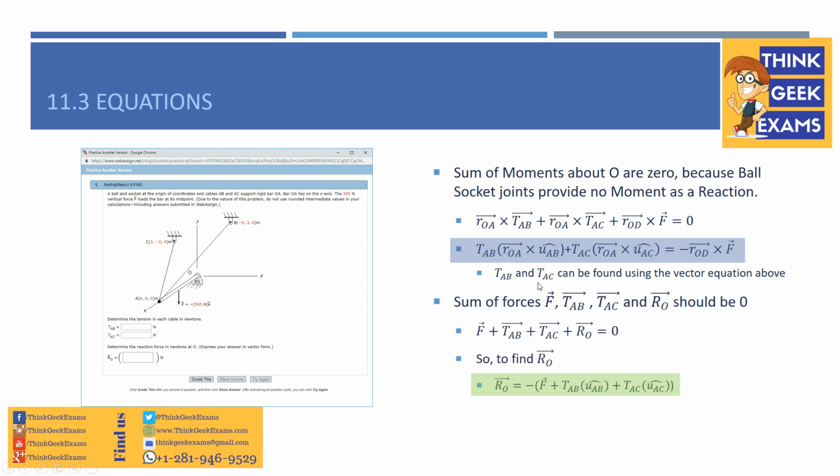Now, after we know TAB and TAC, what we can do is add the sum of all the forces: F, TAB, TAC, and RO, all these vectors. If we add them, they are going to be 0.